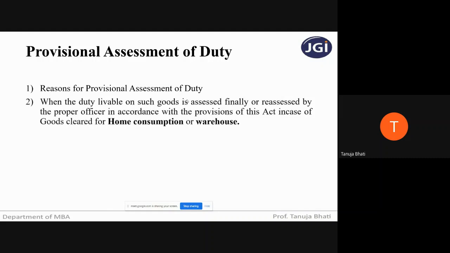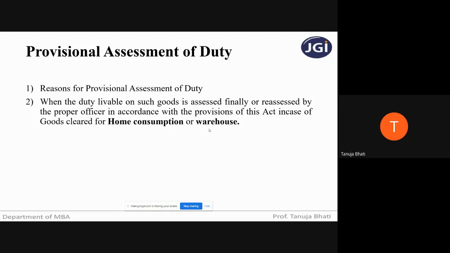The next part: when the duty leviable on such goods is assessed finally or reassessed by the proper officer in accordance with the provisions of this act in case of goods cleared for home consumption or warehouse. So what happens first? First of all, you know the conditions for which one will opt for provisional assessment of duty. Second, what happens once these conditions are fulfilled?